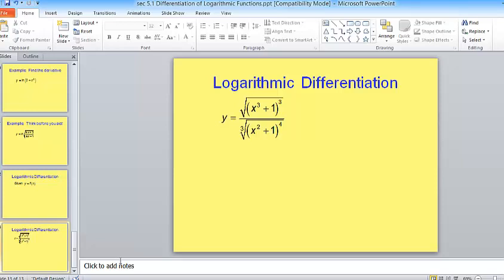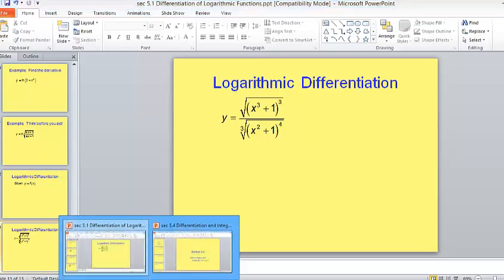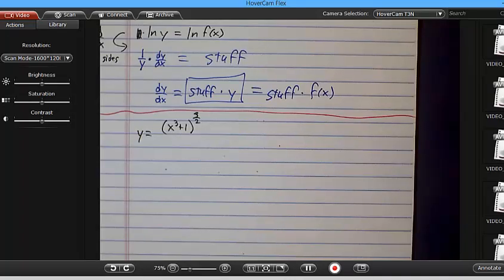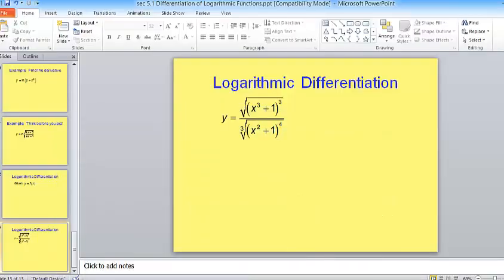So here I go. I have y equals, holy mackerel, how am I going to write that? Well, wait a minute. That numerator, can you give me a better way to write it? Let's write it as x cubed plus 1 to the 3 halves power. Does that make sense to people? Divided by x squared plus 1 to the 4/3 power. So that's how we're going to start this problem.